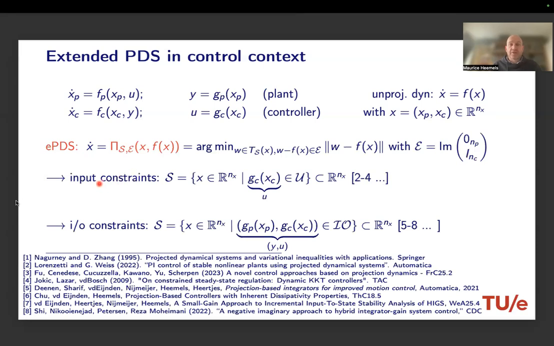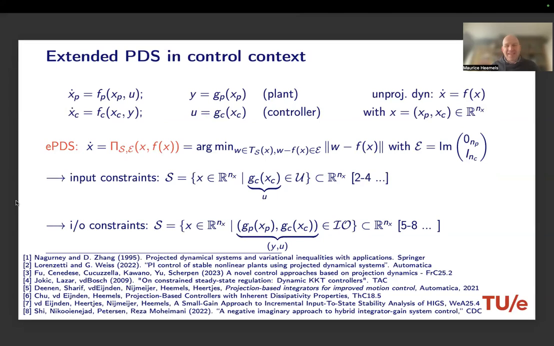In particular, if you have input constraints, so you want the U to satisfy certain input constraints, which can be very important, let's say in certain anti-windup schemes, then the set S is given by all states X for which this nonlinear expression lies in the input constraints set for U. There are quite a bunch of papers that use this formalism.